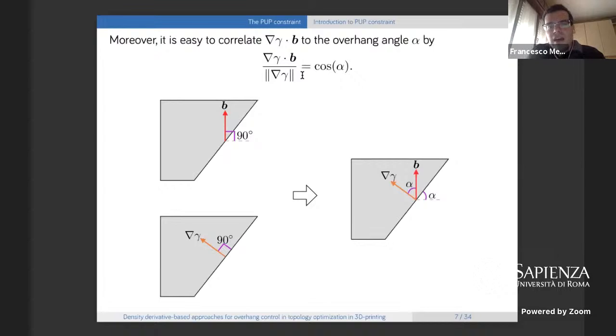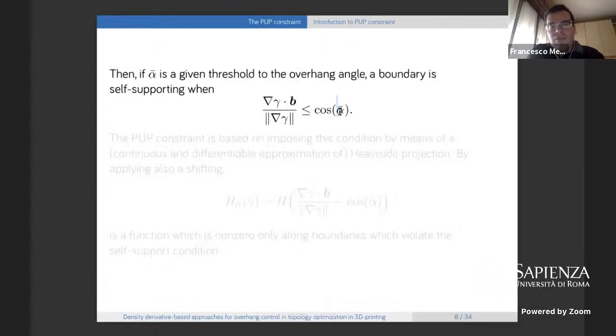If we take exactly the same relationship and replace alpha by alpha bar, where this alpha bar denotes a given threshold, it could be, for instance, the specifics of a 3D printing process, then we can say that the boundary is self-supporting when the dot product between the gradient of gamma and b, divided by the norm of the gradient of gamma, is smaller than or equal to the cosine of this threshold alpha bar. At this point, we have basically all that we need to formulate our constraint.